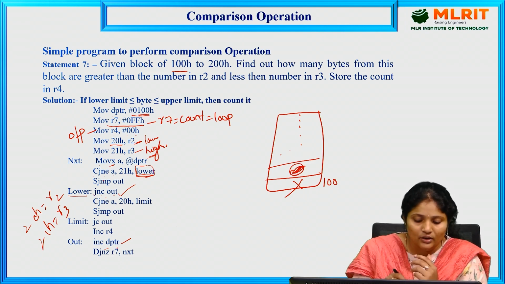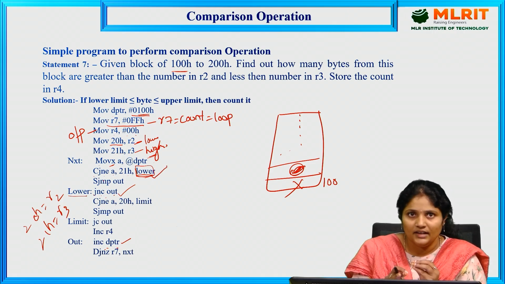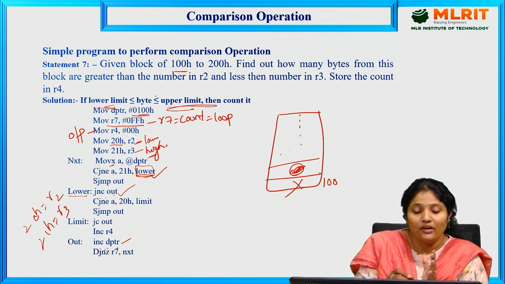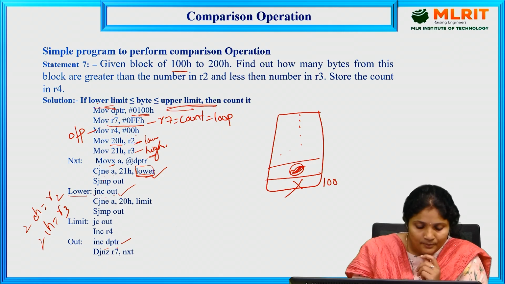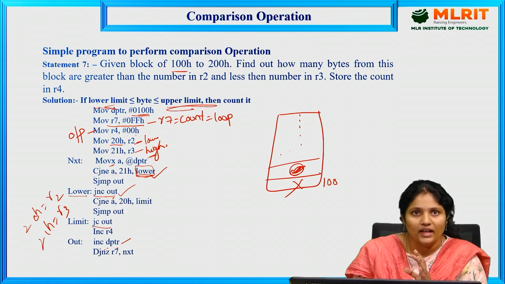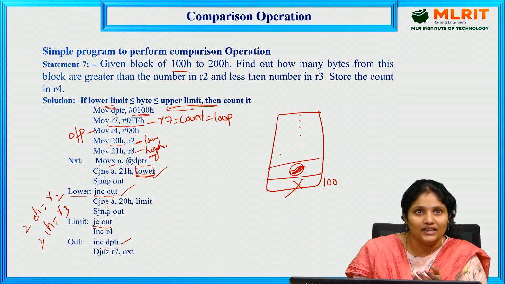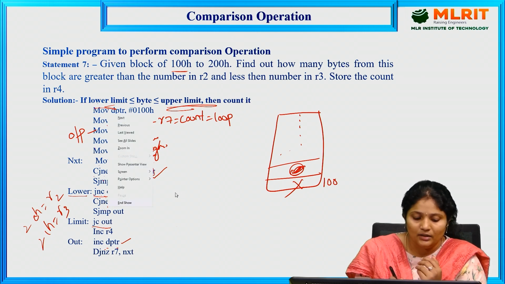Now see, the data is not equal to lower, so its condition is satisfied. Sorry, the upper limit is satisfied. So now I need to check the lower limit. Here JC out, jump if no carry is there. Let's consider that no carry is there. So yes, the number is greater than the lower limit.